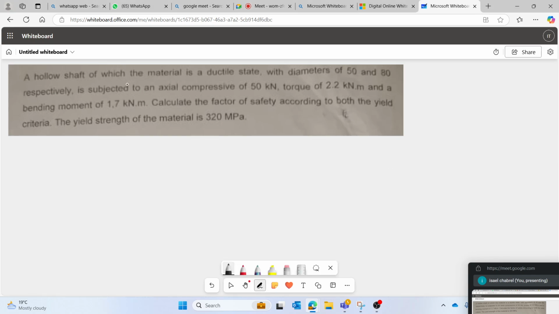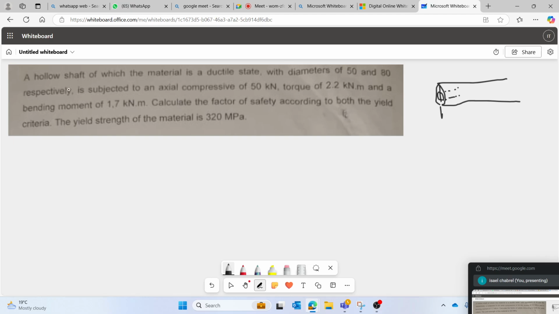They said a hollow shaft, which has a material that is ductile, with diameters 50 and 80 respectively. Forgive my English. When I talk about hollow, it means a shaft with a wall. So you have two diameters, the big one and the inside one. You are given 50 and 80. Just by the size, you can see which one is the outside and which one is the inside.